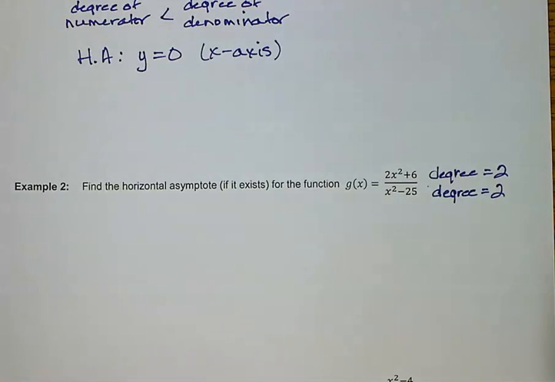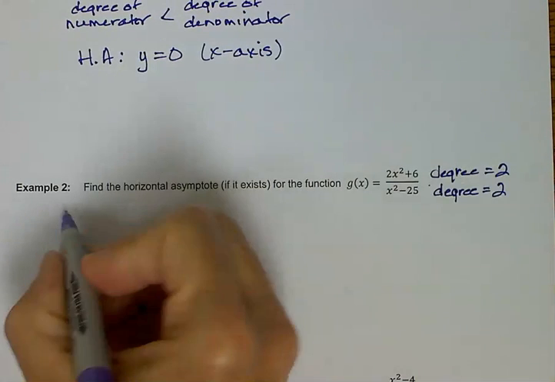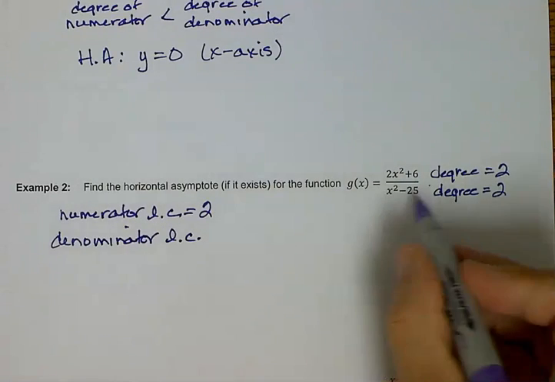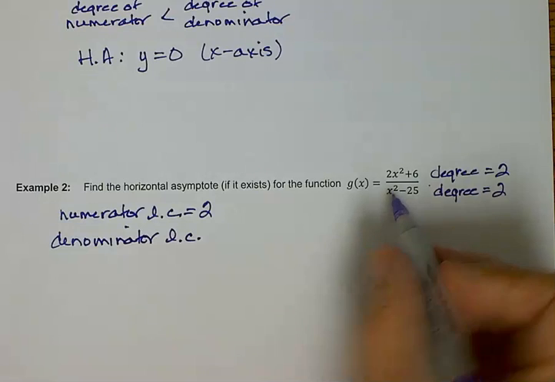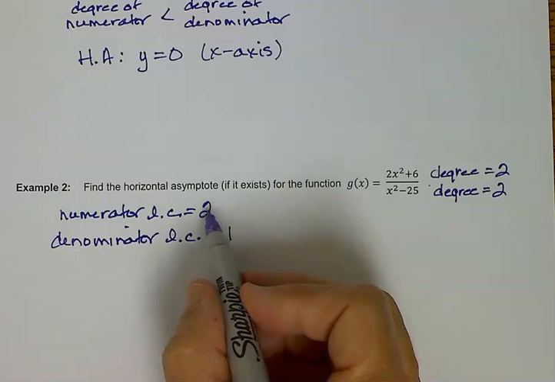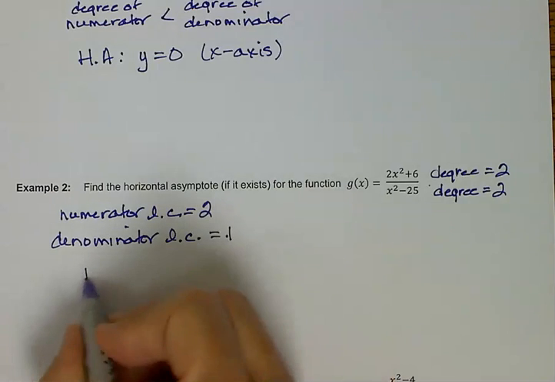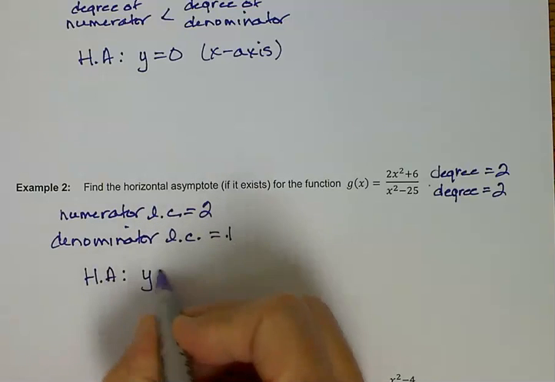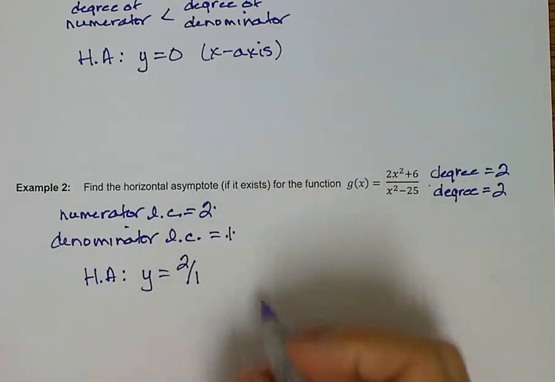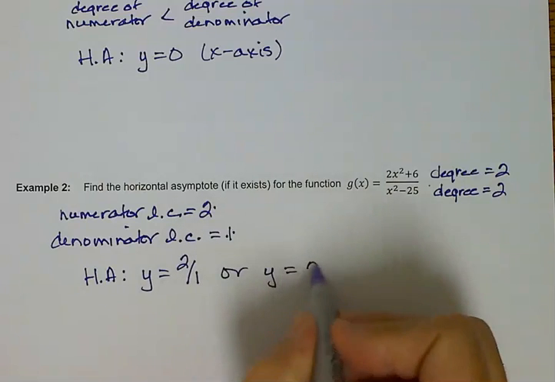What we need is the leading coefficients of the two polynomials. So our leading coefficient for the top is 2. The leading coefficient for the bottom of this is 1. Our horizontal asymptote is going to be those two divided. And since this is talking about a horizontal line, to write the equation, we have to write it as y equals something. This is going to be y equals 2 divided by 1, or just y equals 2.